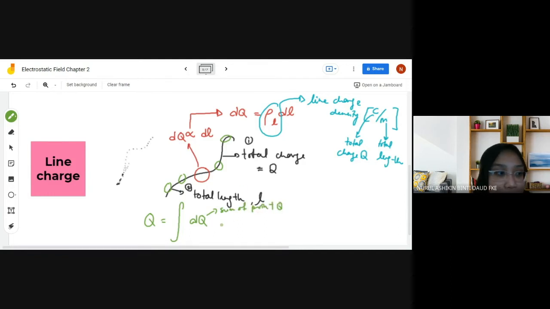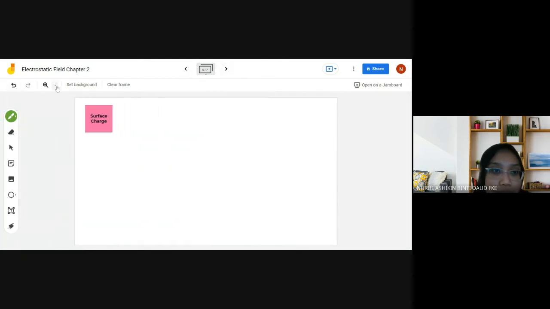And since dq is equal to rho l dl, we can rewrite this as the integral of rho l dl. So this is how we find the total charge for this line. So integral rho l dl. I hope it's clear. So let's proceed to the surface charge.